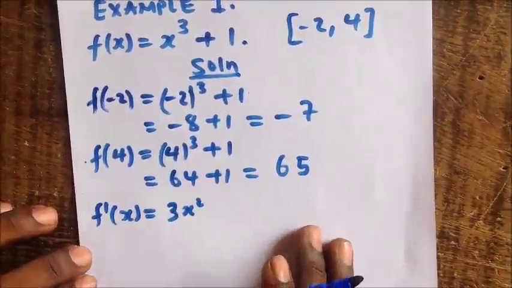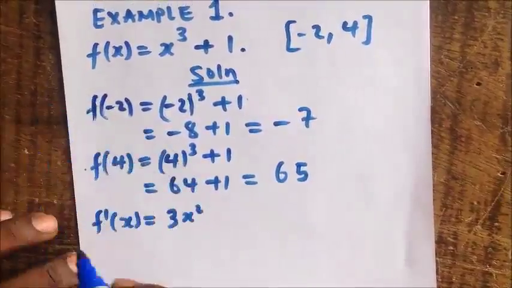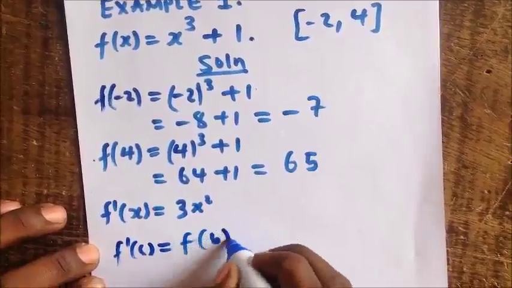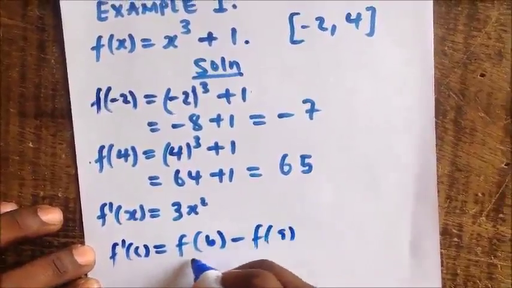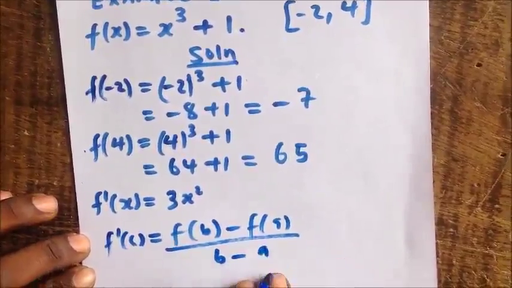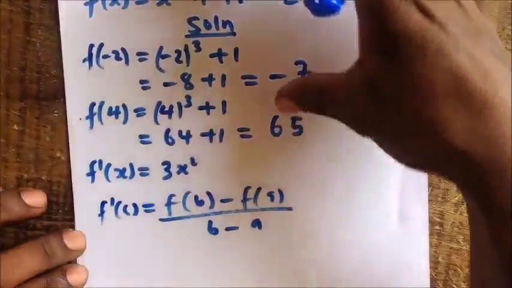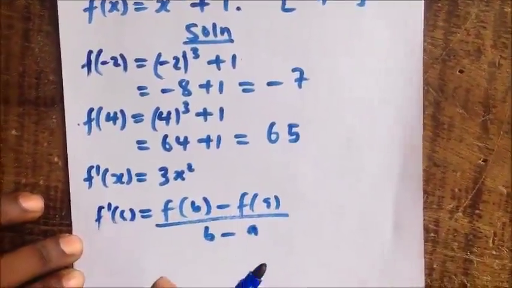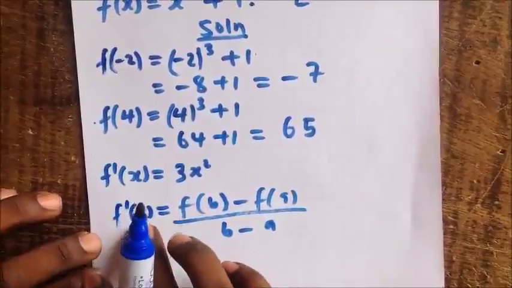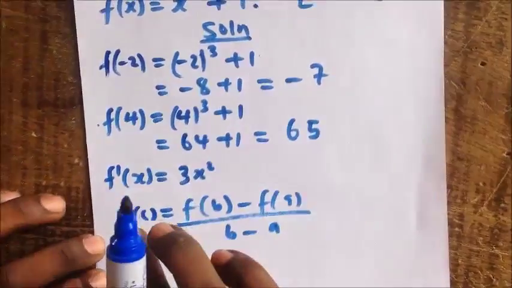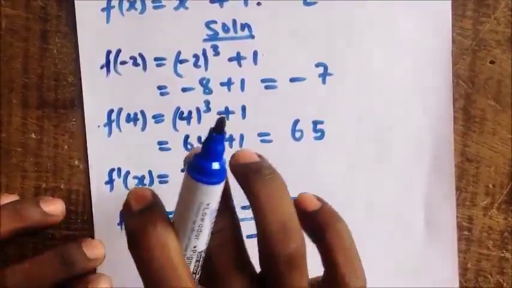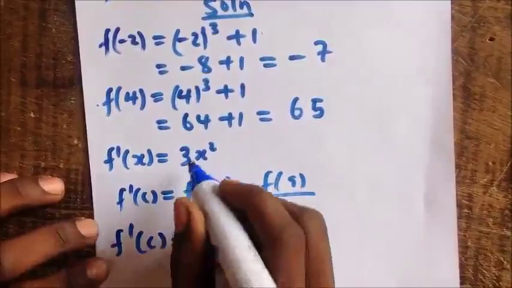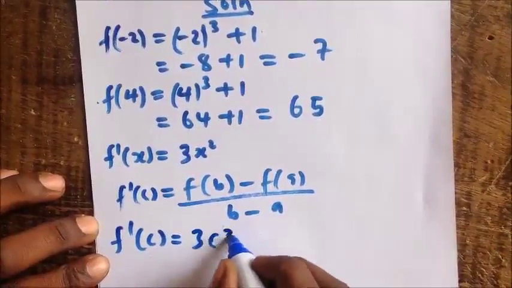To find that number c, we should use the conclusion of the theorem, which says that f prime of c is equal to f of b minus f of a, divided by b minus a. We don't yet have f prime of c, but since we have f prime of x, we can find it. Anywhere we have x in f prime of x, we replace it with c. Therefore, f prime of c is equal to 3c squared.